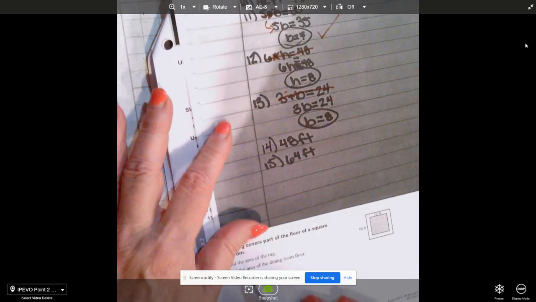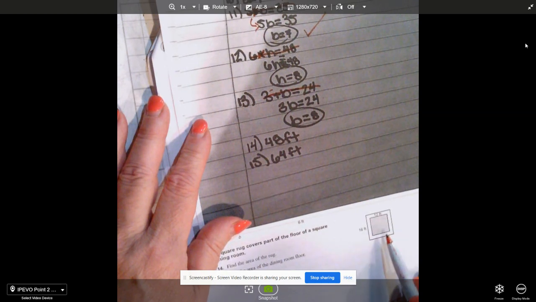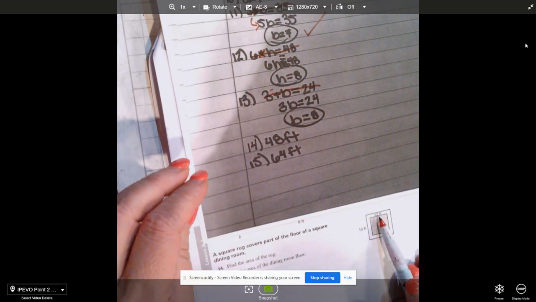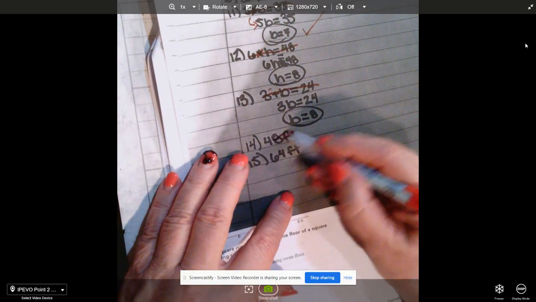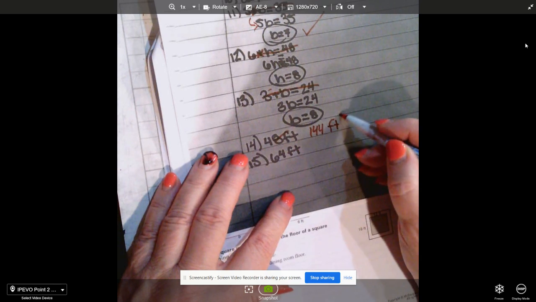And then on number 14, it said find the area of the rug. Well, the rug will just be this little colored in section, and it tells you it's a square. So it would be 12 times 12. So this one would be 144 feet squared.